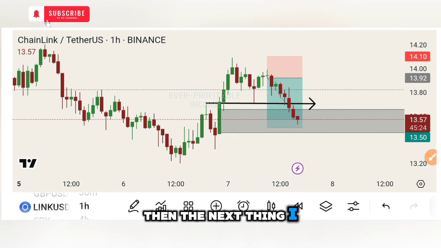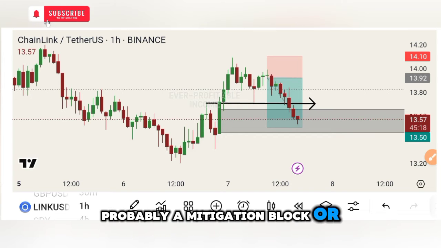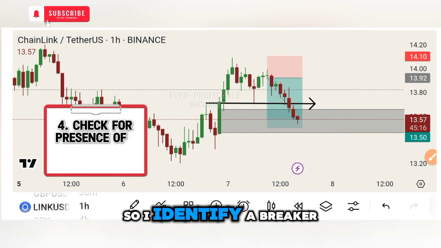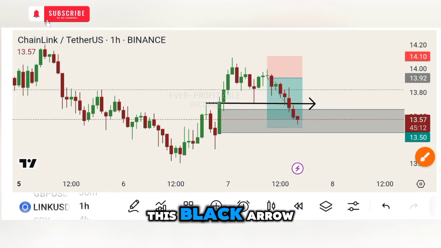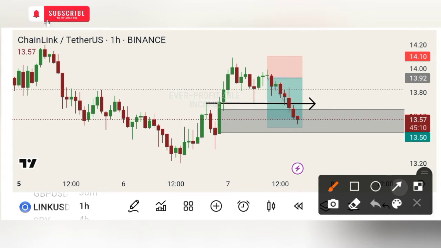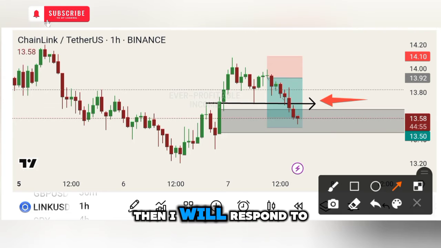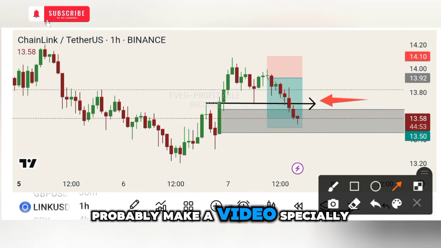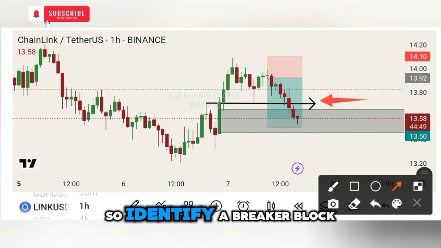Then the next thing I looked out for is if there is any other block, probably a mitigation block or a breaker block. So I identified a breaker block over here, which I marked out with this black arrow. You know what a breaker block is. If you don't know what a breaker block is, type in the comment what is a breaker block, then I will respond to you, probably make a video specially for that.